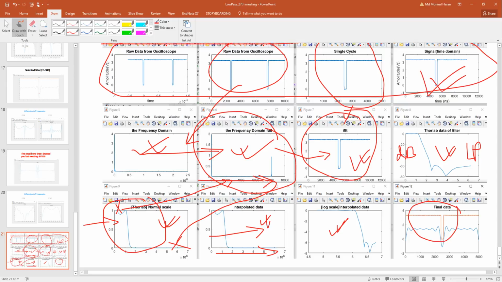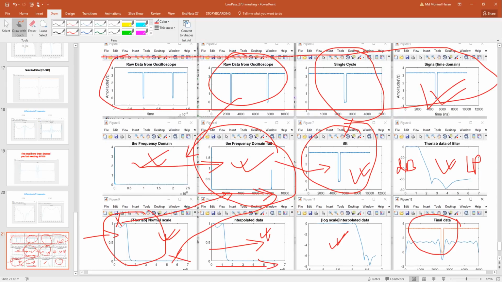So let's go to the example. These are the steps I will do. Just to summarize, how will we proceed? We have a time domain signal. We will do the FFT of the time domain signal, so we will find the frequency content. That's step 1. In step 2, we have a Thorlabs low pass filter.